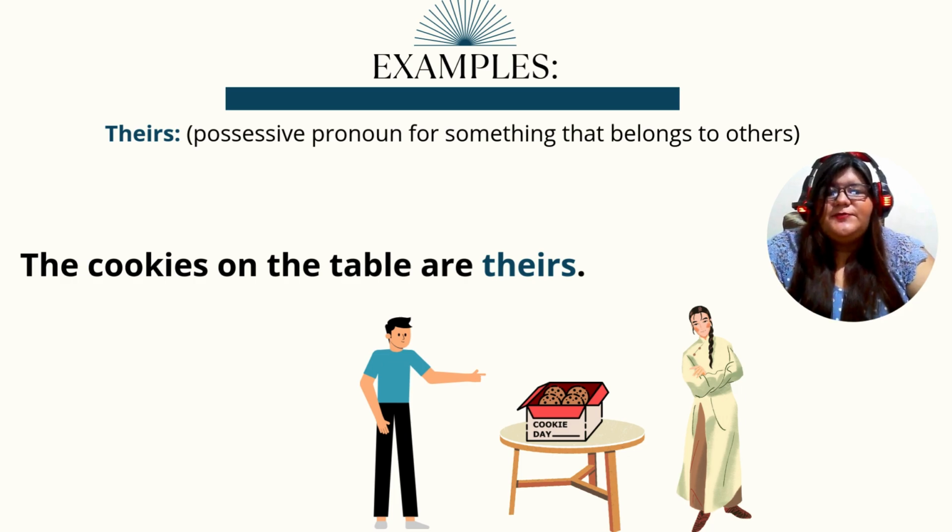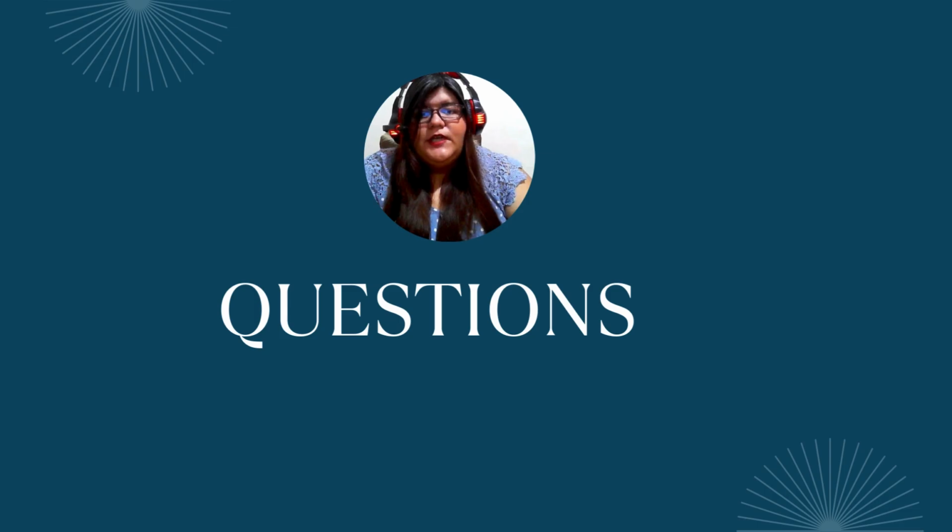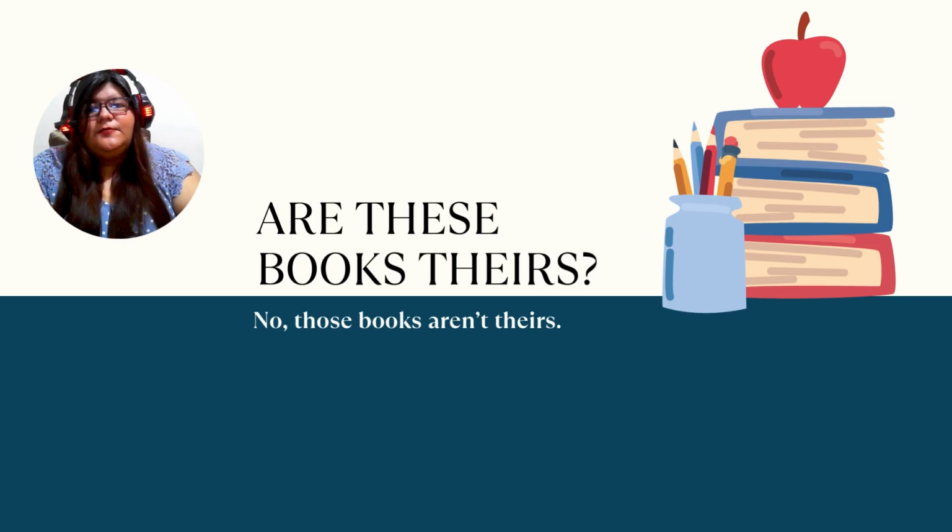Then we have the possessive pronoun theirs. Theirs is a possessive pronoun for something that belongs to others, not to me. For example, the cookies on the table are theirs, not mine. Belongs to them, those cookies. Now we will see how to formulate questions with possessive pronouns. For example, here we have, are these books theirs? No, those books aren't theirs. Or you could say, are not theirs.